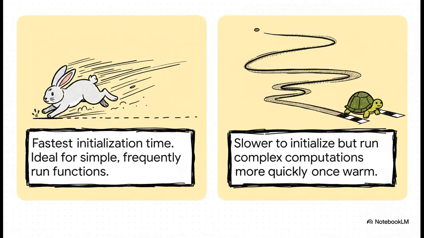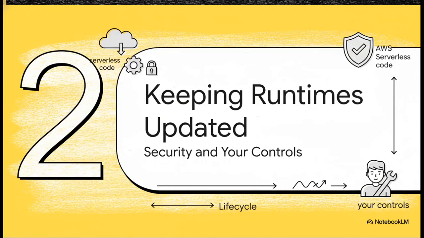Now, this is where it gets really interesting, because your choice of language has a direct impact on performance and, yeah, probably your bill too. Interpreted languages like Python or Node are super fast to start up, which is perfect for those quick, frequent jobs. But compiled languages like Java might take a little longer to warm up, but once they're running, man, they can tear through heavy-duty computations much, much faster. So picking a runtime isn't a one-and-done thing.